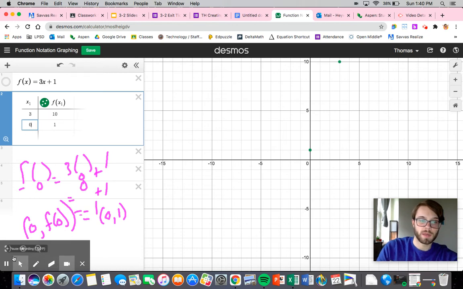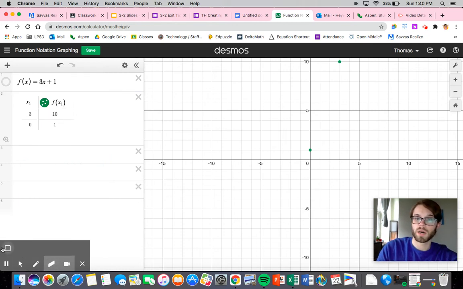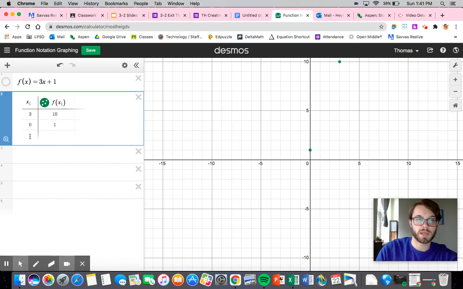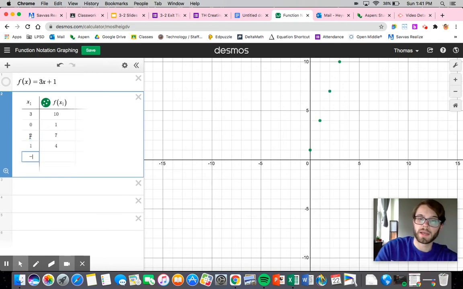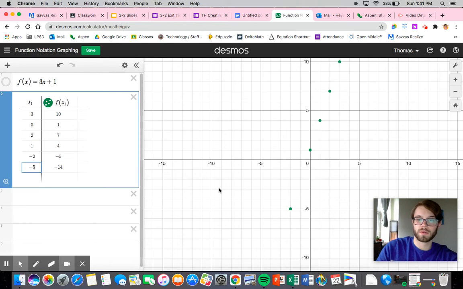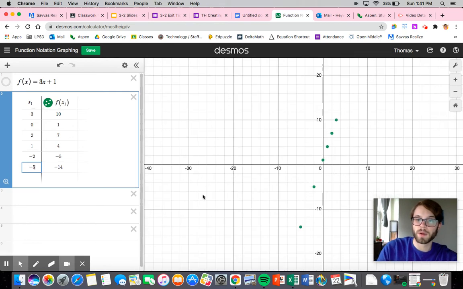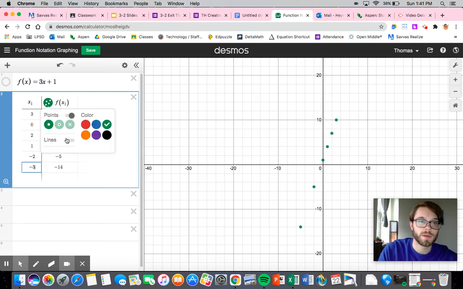Now let me clear my screen and plot a few more points. All we're doing is plotting some points: (2, 7), (1, 4), and let's put in a negative, (-2, -5). You can't really see that, so I have to zoom out. But what do you see it's making? It's making a line here. If I were to draw this as a line, bam, as you can tell, it follows along.